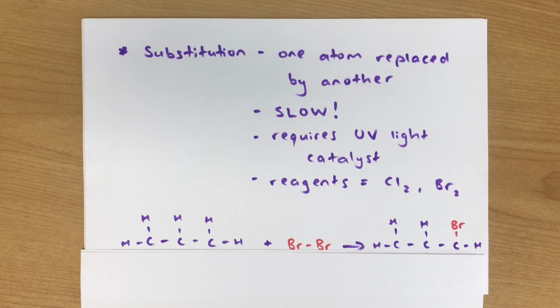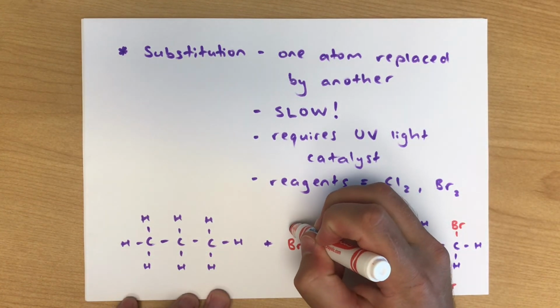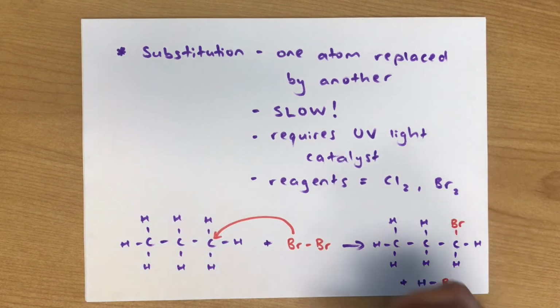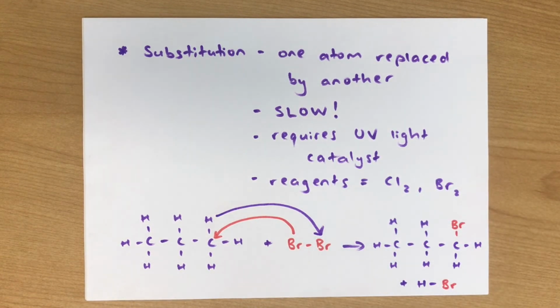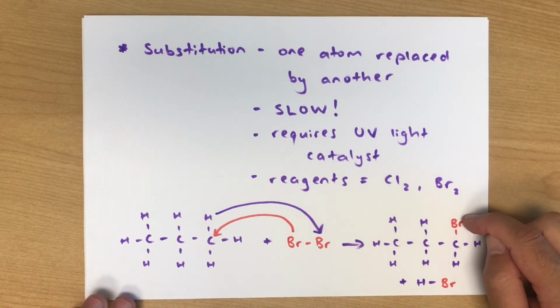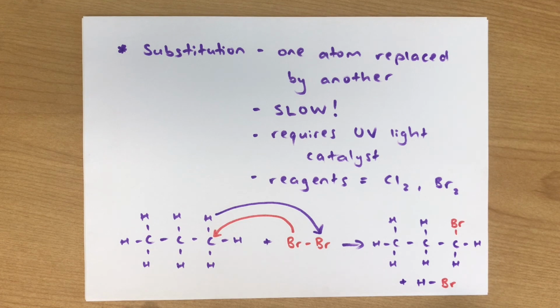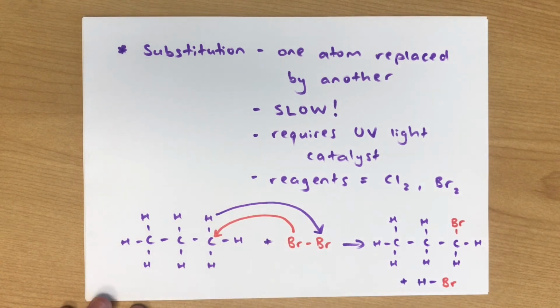The balanced chemical equation looks like this, where we have a Br going on to the carbon chain and a hydrogen coming off. So one on, one off. You can see the Br replaces one of the hydrogens on the chain, and the H that came off joins with the other Br to form HBr, which is an acidic particle. So that's a substitution reaction, where a bromine, or a Cl if it was Cl2, goes on to the alkane and replaces a hydrogen which jumps off.